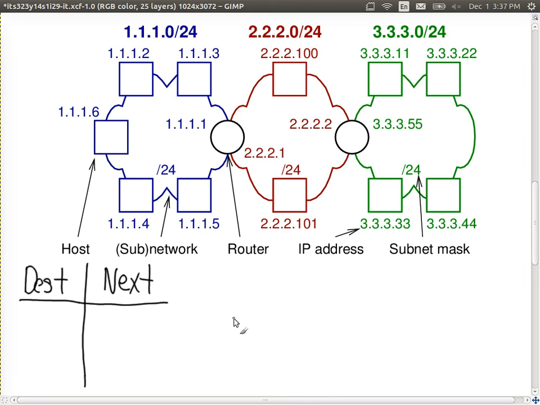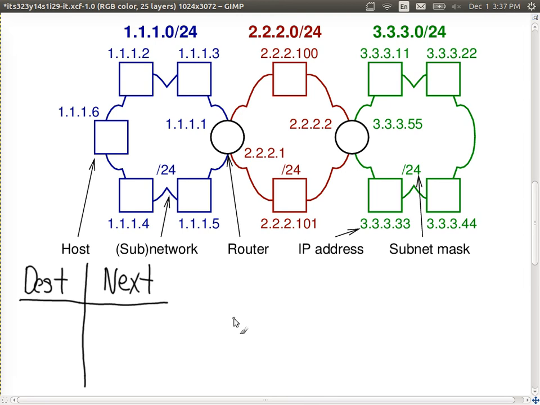At least all of the other hosts. We could also include the routers as well. I may want to send to .4. I may want to send to 1.1.1.5. That may be a destination. I may want to send to 2.2.2.101 or to any of these over here. So the 10 hosts we should have destinations to. Is it 10?